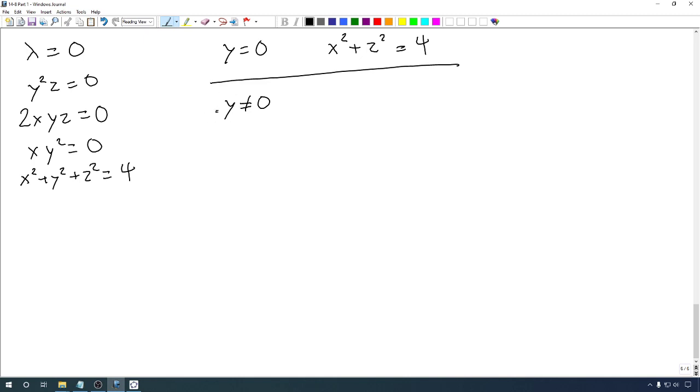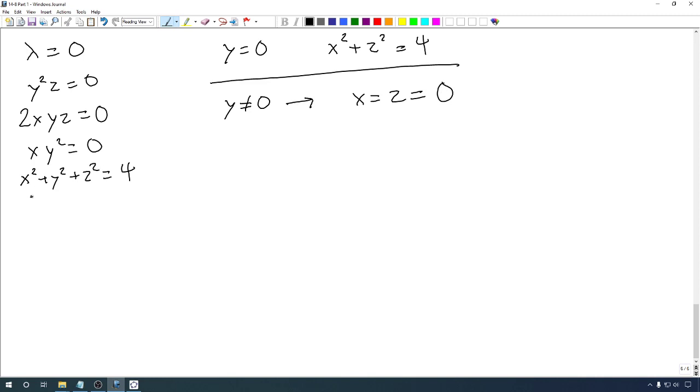But if y is not equal to 0, well, if y squared times z equals 0 and y is not 0, that means that z has to equal 0. Same thing here, x times y squared equals 0. If y is not 0, then x has to be 0. So this is going to lead to x and z both being 0.